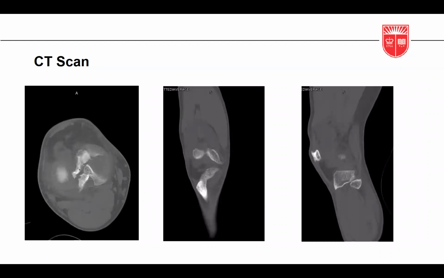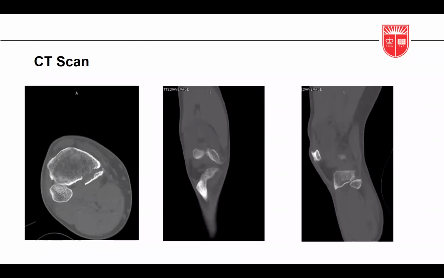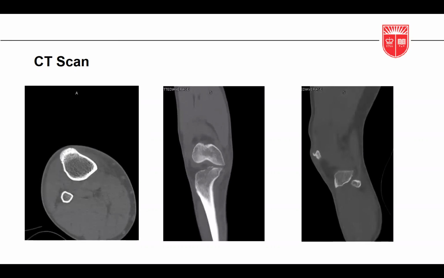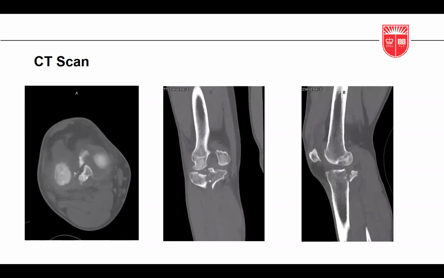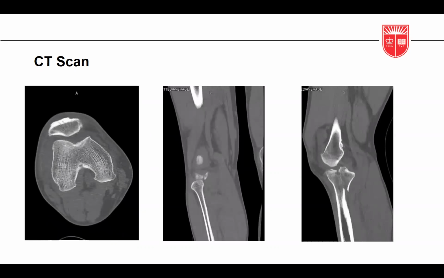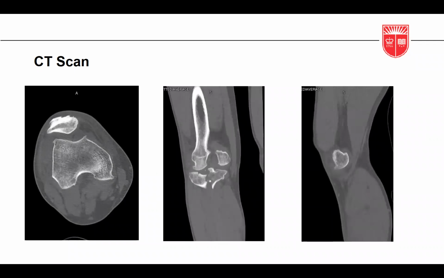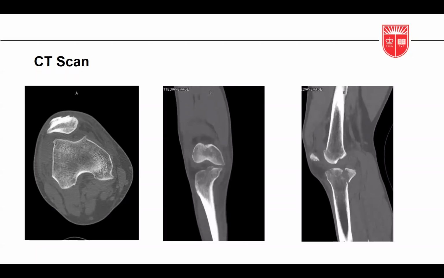CT scans were obtained at the outside institution prior to discharge to further assess the fracture patterns. Here we have axial, coronal, and sagittal views. You can see some significant lateral depression, as well as lateral widening. We can also appreciate posterior medial depression. In the sagittal view, we can appreciate the coronal split that resulted in an additional posterior medial fracture.